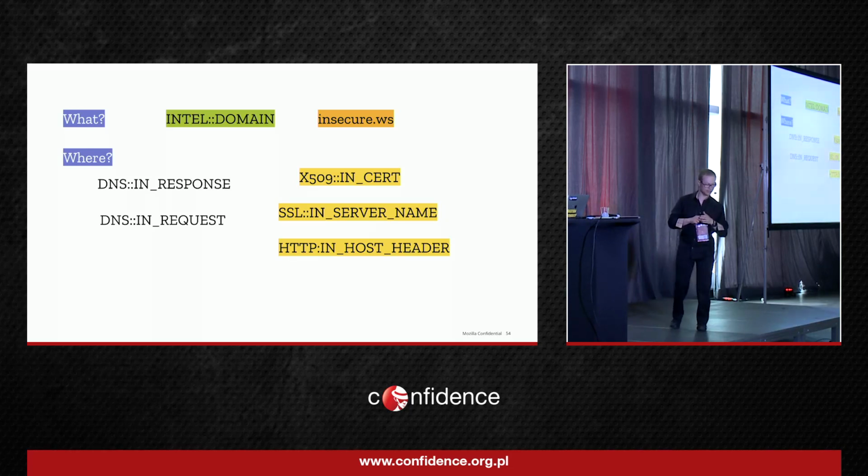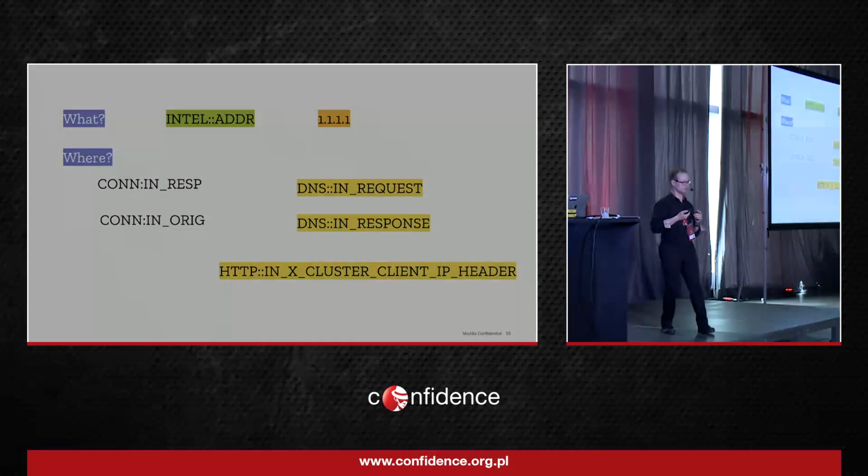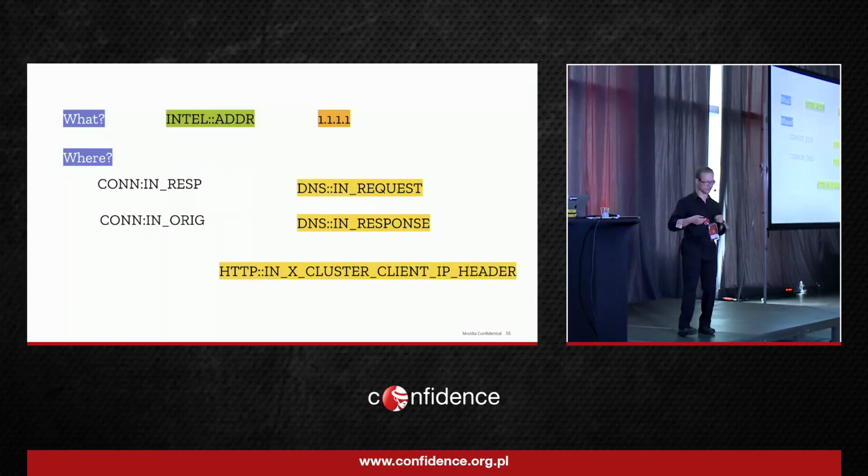And not only are my IOCs very strange, I want to look for IOCs in very strange places. If you think Intel domain, the standard and classic way to match a DNS name is in the DNS logs. But I want to look for DNS name in the SSL certificate, the server name that was requested, the HTTP host header, and basically everywhere the domain name can exist. Same thing for IP address.